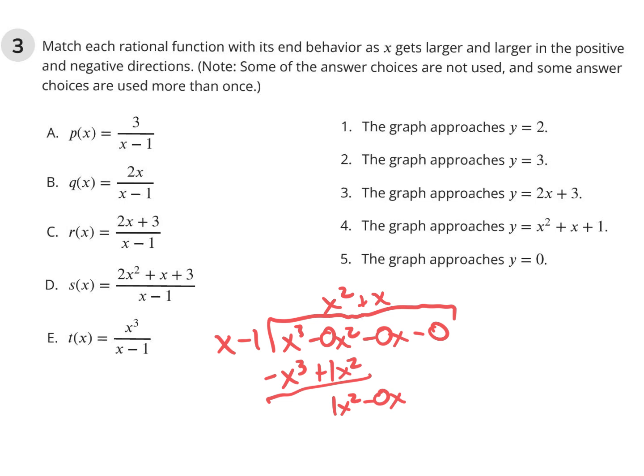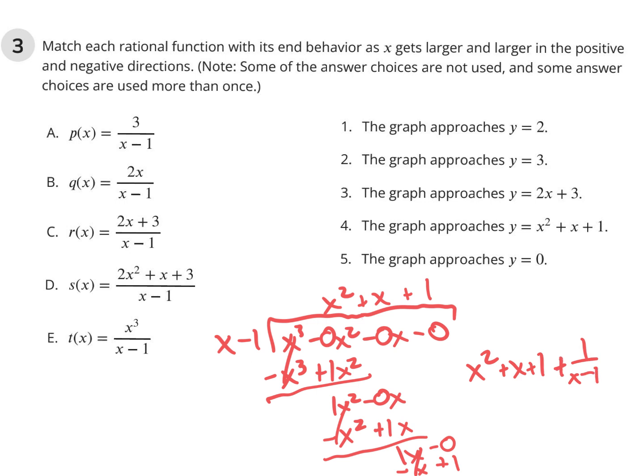Plus x. X times x is x squared. X times negative 1 is negative 1x. Change both signs. First term drops out. You're left with 1x minus 0 plus 1. The constant's over the constant. We get 1x minus 1. Change both signs. First term drops out. You're left with x squared plus x plus 1 plus 1 is a remainder over x minus 1. And that tells us that E goes to 4.